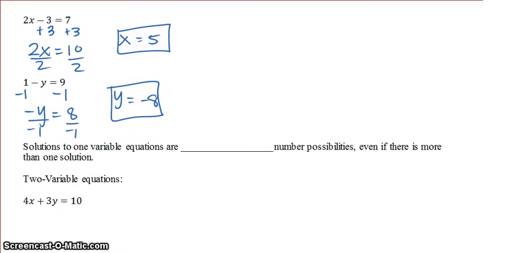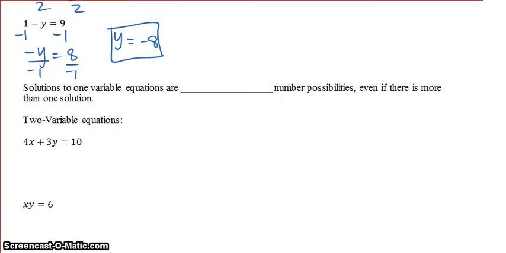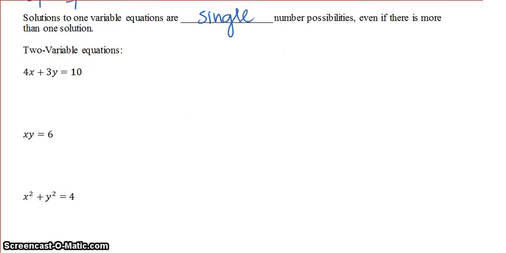Well, solutions to one variable equations are a single number of possibilities, even if there is more than one solution. Okay, so you only have one number for it. Whereas now, we're going to have two variables, and you have x and y in one problem. So you're going to have an answer for x that goes with a y. So if x is one thing, then y has to be the other thing to make it true.